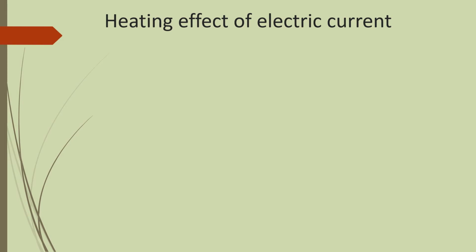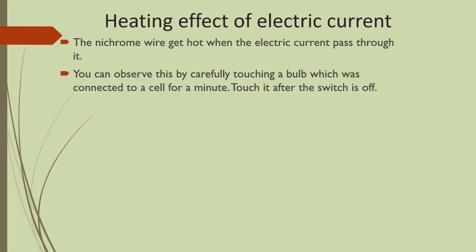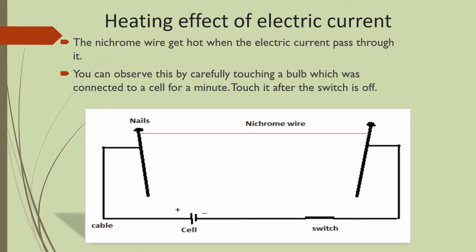Effects of electric current. If you make an electric circuit with a bulb, cell and wires, and after making the connection, you keep the switch on for a few minutes, like 1 or 2 minutes, then after switching it off, if you touch the bulb, it will be hot. You will observe that it is hot.